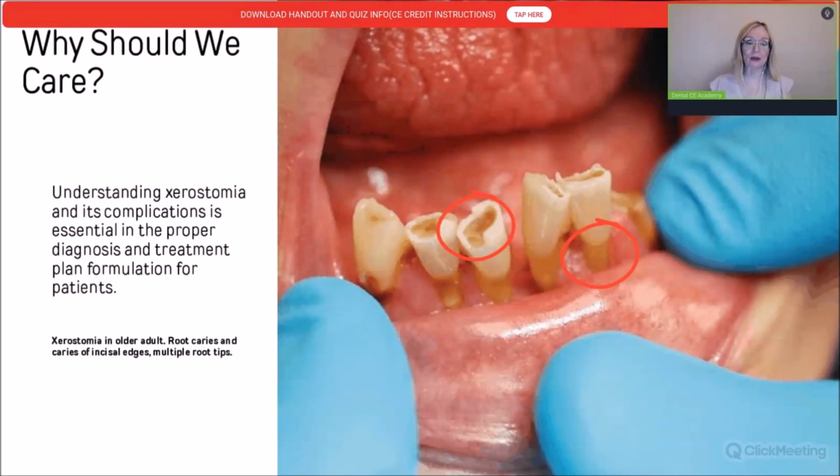Why do we need to care about xerostomia? Well, we know that understanding xerostomia and its sequelae are essential in the proper diagnosis and treatment plan formulation for our patients. And when we look at this photo, what do we see here? We see root tips, we see a cracked, fissured tongue, we see dry lips, we see decay on the incisal edges and root caries. And this is very reminiscent of the many patients that I treated in our geriatric program and really in public health.